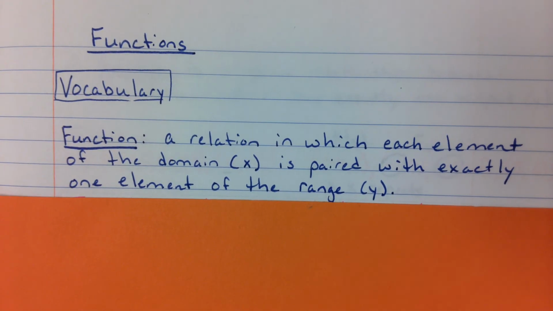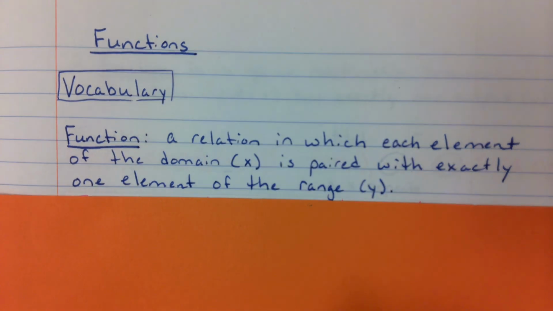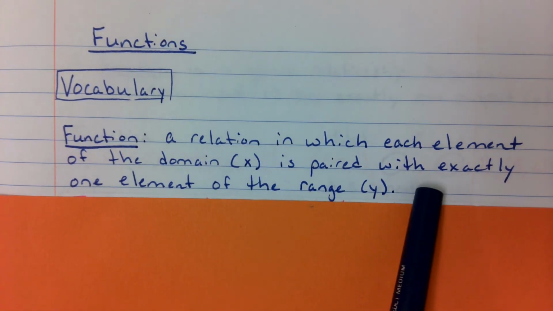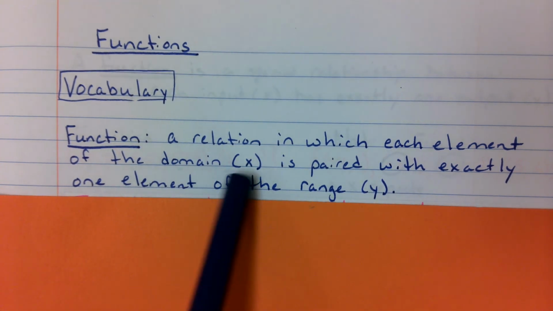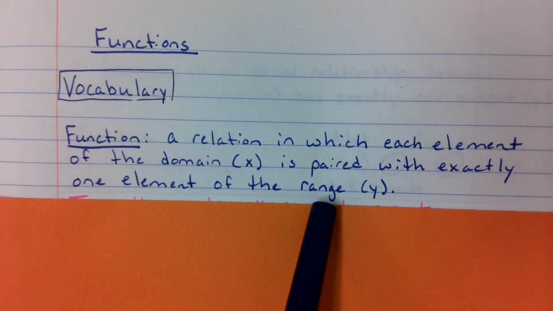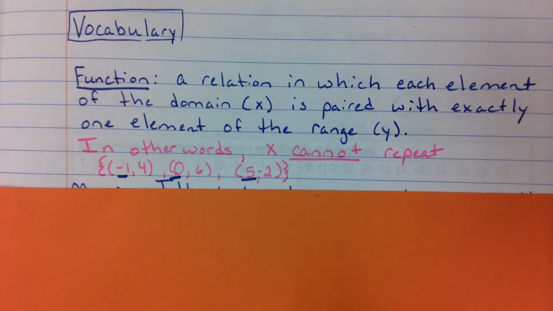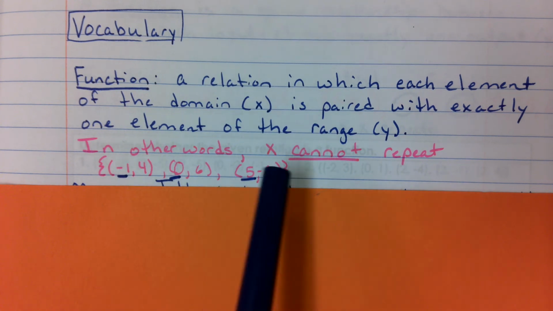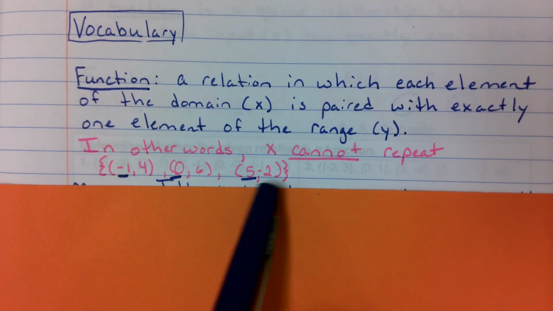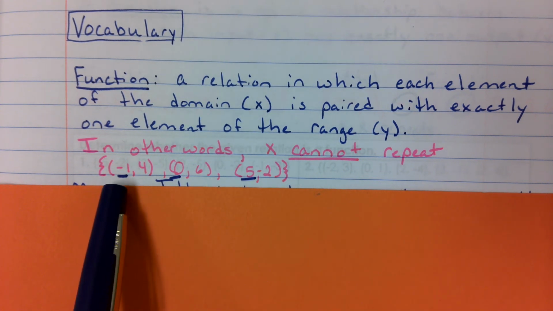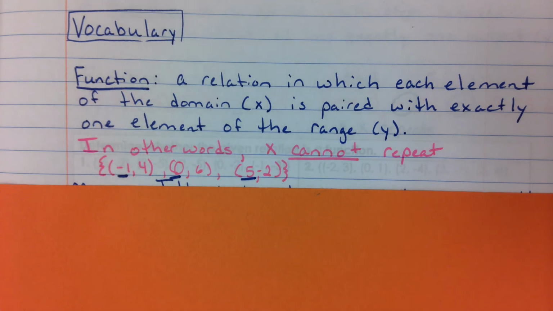A function is some sort of relation or relationship in which each element of the domain, or your x values, is paired with exactly one element of the range, or your y values. So when you hear domain, that's your x values, and when you hear range, those are your y values. So in other words, this is another way of saying x cannot repeat. So in this set here of ordered pairs, I'm looking at my x values. They do not repeat. So this would be an example of a function.